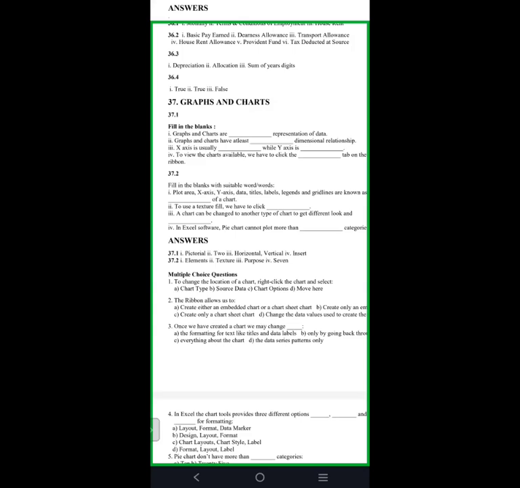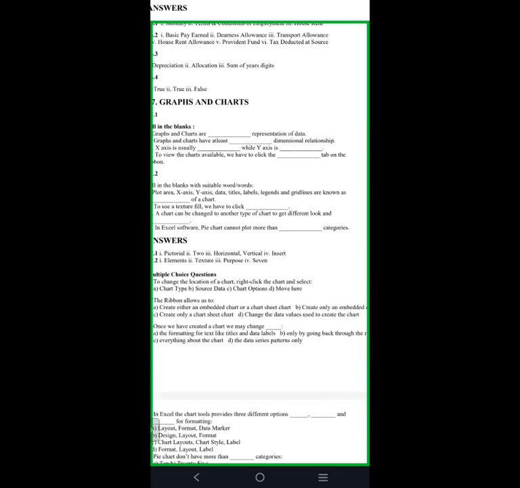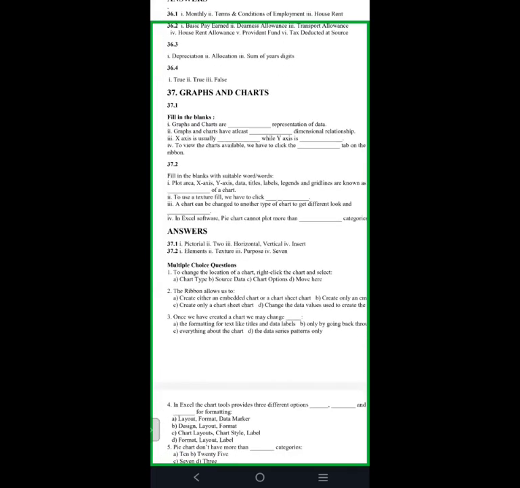Graphs and charts. Fill in the blanks. Graphs and charts are dash representation of data. Pictorial representation of data. Graphs and charts have at least dash dimensional relationship. Two-dimensional relationship ഉണ്ടാവും. X-axis is usually dash while y-axis is dash. X-axis എപ്പോഴും horizontal ആയിരിക്കും, y-axis vertical ആയിരിക്കും. To view the charts available, we have to click the dash tab on the ribbon. Insert.